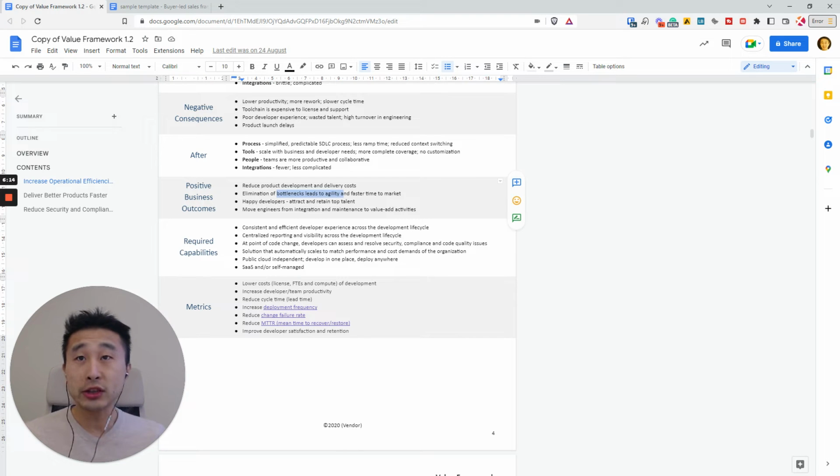So looking at this example, the tool needs to have a consistent experience across the development life cycle. It needs to have centralized reporting. And when the code changes, developers can quickly assess and resolve the security and compliance issues. And it needs to be public cloud independent. If it's AWS, Google, Azure, we can connect all of your public clouds.